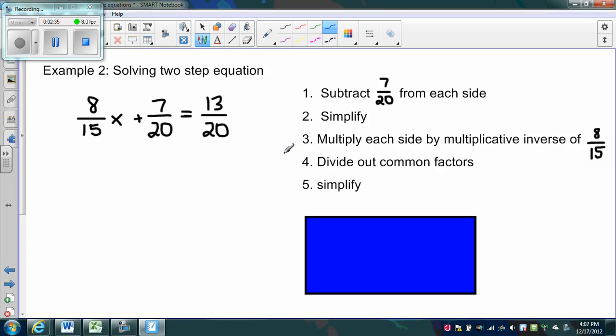So what happens if there's two steps? Well, two steps gets a little trickier, because here we have both addition and multiplication. The first step you're going to do, just like if you have another problem, is you're going to first subtract 7/20 from both sides. And we can do that because these are like. So the one on the right side of the equation and the one on the left that have to do with addition and subtraction both have 20 as the denominator. If they didn't, we would have to make sure they're like. But let's subtract 7/20 from both sides.